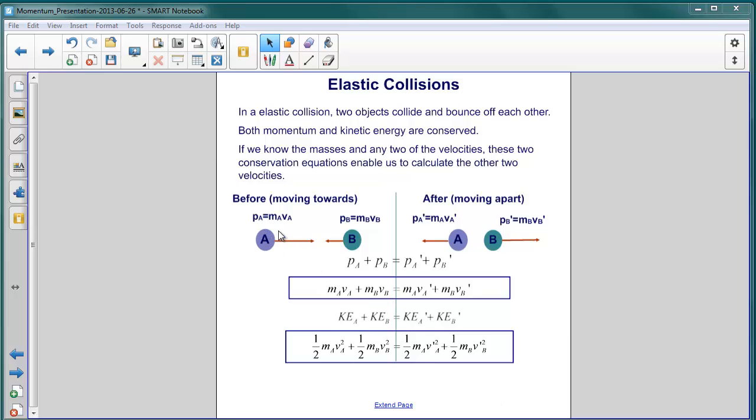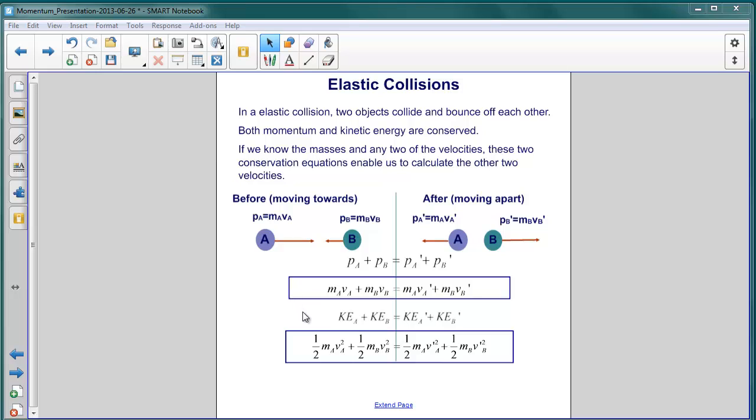So again, looking at our before and after pictures, before we have object A and B approaching each other with momenta ma, va, and mb, vb. After they collide, we see them moving apart with momenta ma, va prime and mb, vb prime. So using conservation of momentum, we simply sum the momenta before and make that equal to the sum of the momenta afterwards. This is the common conservation of momentum equation that we've seen from the beginning.